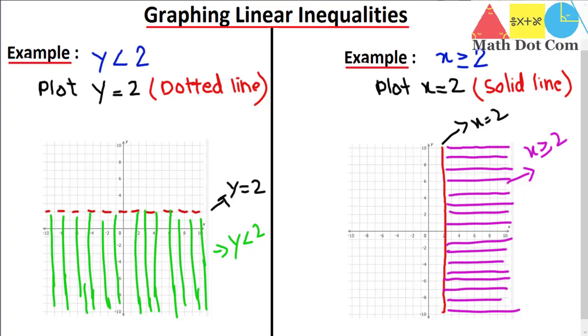These are the special cases that you came across. So keep in mind the difference between them regarding the dotted line and solid line. It means in the dotted line y is equals to 2 will not be included, but in the solid line x is equals to 2 will be included. So the dotted line is showing exclusion and the solid line is showing inclusion of the given points.